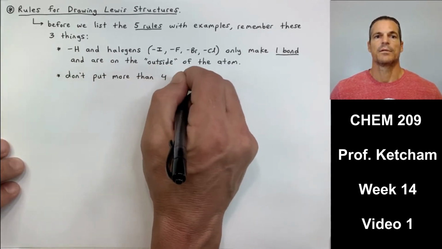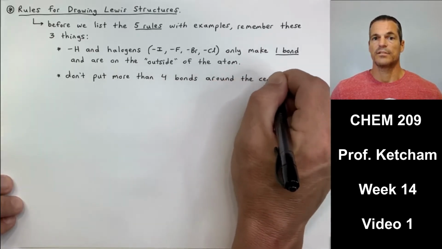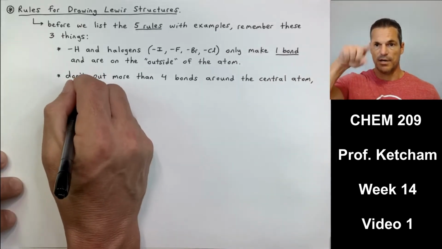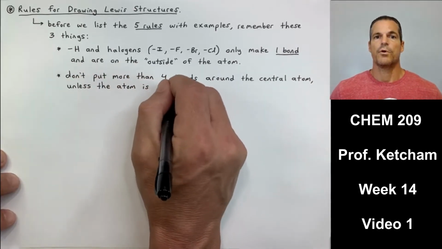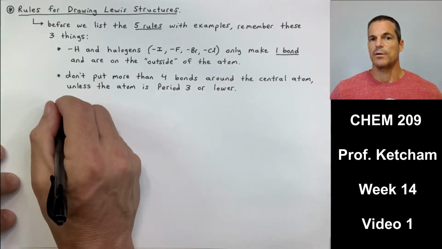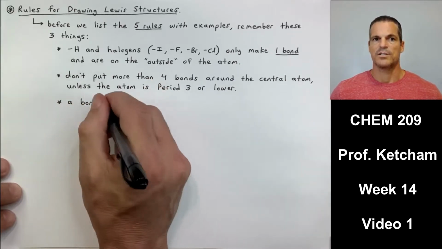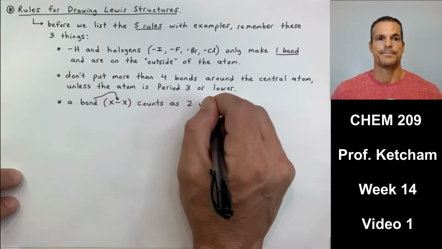Second thing to remember, don't put more than 4 bonds around the central atom. So 4 connections, right? 4 bonds, up, down, right, left, maximum. Don't put more than 4 bonds around the central atom unless the atom is period 3 or lower. So that unless statement we won't need to worry about too much. In general, don't put more than 4 bonds around the central atom.